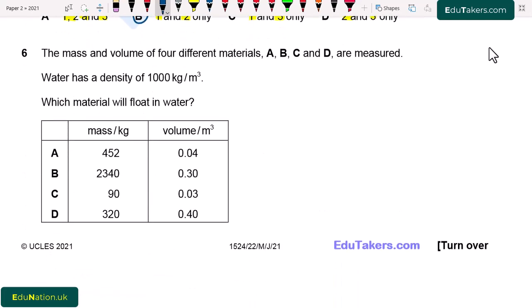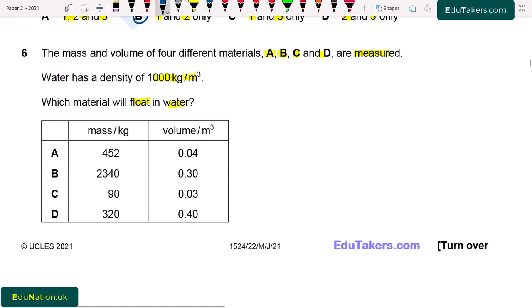Question number 6. The mass and volume of 4 different materials A, B, C and D are measured. Water has a density of 1000 kg per meter cube. Which material will float in water? So which one of the following materials A, B, C and D floats in the water? Also the density of water is given.